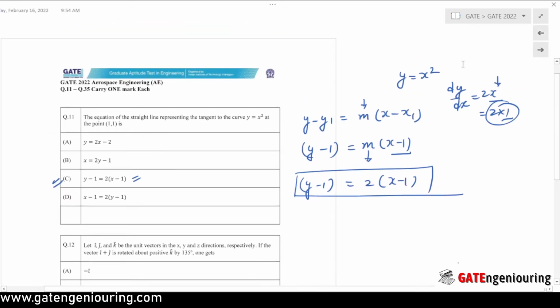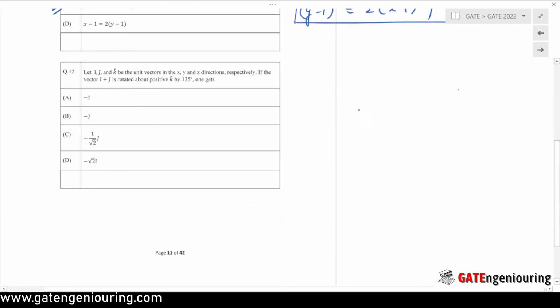Now, next, let us see this also. Let the vectors i, j and k be the unit vectors in the x direction, y direction and z direction. Okay, if the vector i plus j is rotated about positive k, what will be the vector for this? So it is basically rotating about this axis. Okay, about positive k.